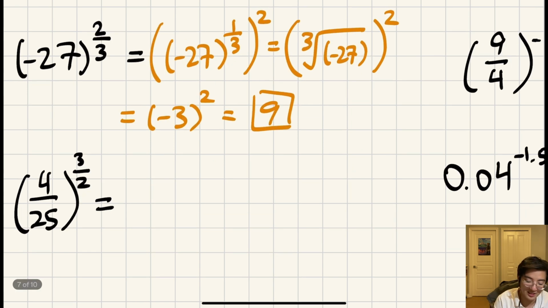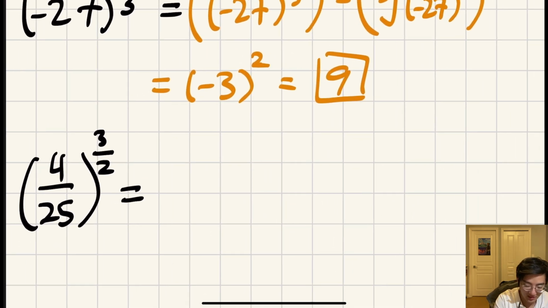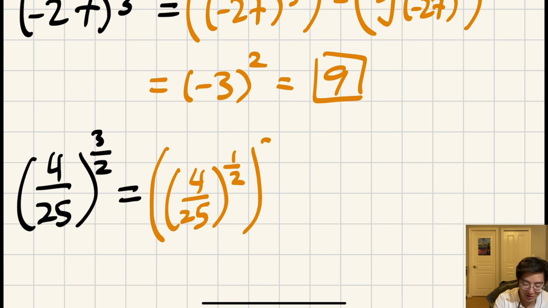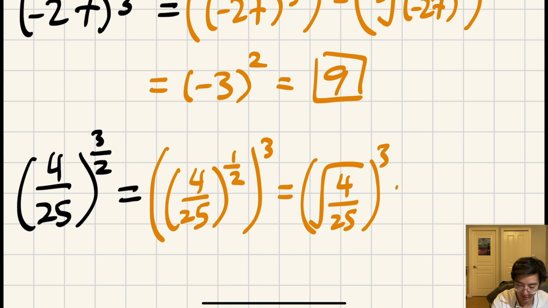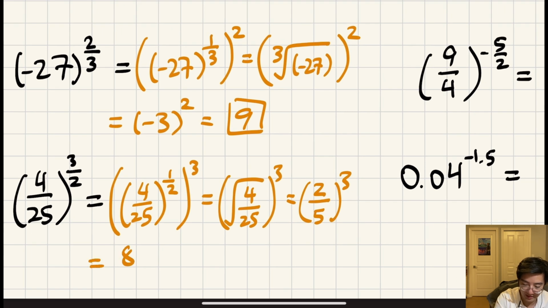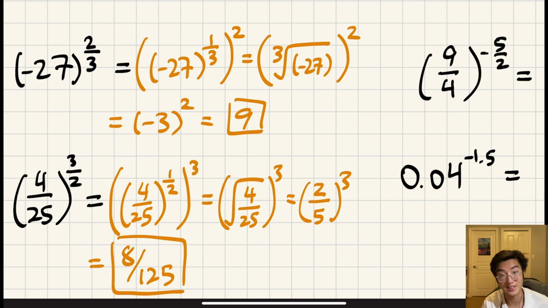Okay, next. 4 over 25 to the power of 3 over 2. Very similar logic. So 4 over 25, we have that to the power of 1 over 2, and all of that to the power of 3. To the power of 1 over 2 is just a square root, so we have the square root of 4 over 25, getting us 2 over 5 to the power of 3, giving us the final answer of 8 over 125. Just like that.